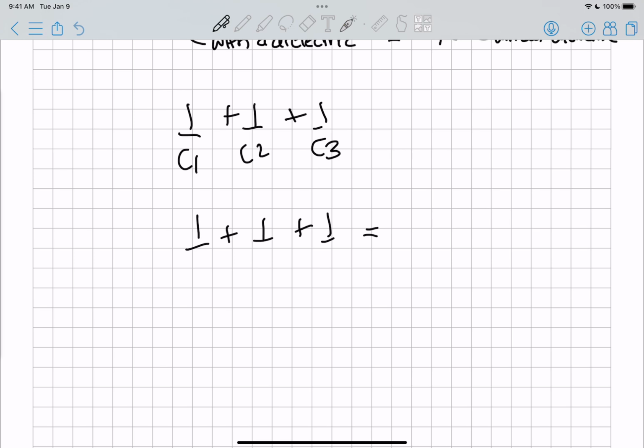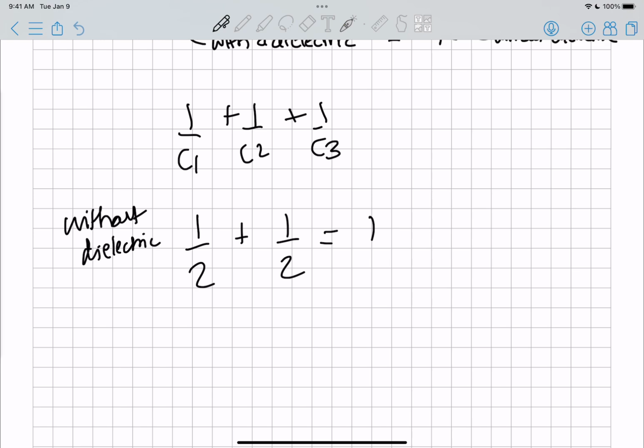Instead of taking all 3 capacitors together, I'll just do 2 of them, right? Never mind, actually, my bad. 1 over 2 plus 1 over 2 is without a dielectric. You add them up, that gives you 1. Reciprocal of 1 is just 1.